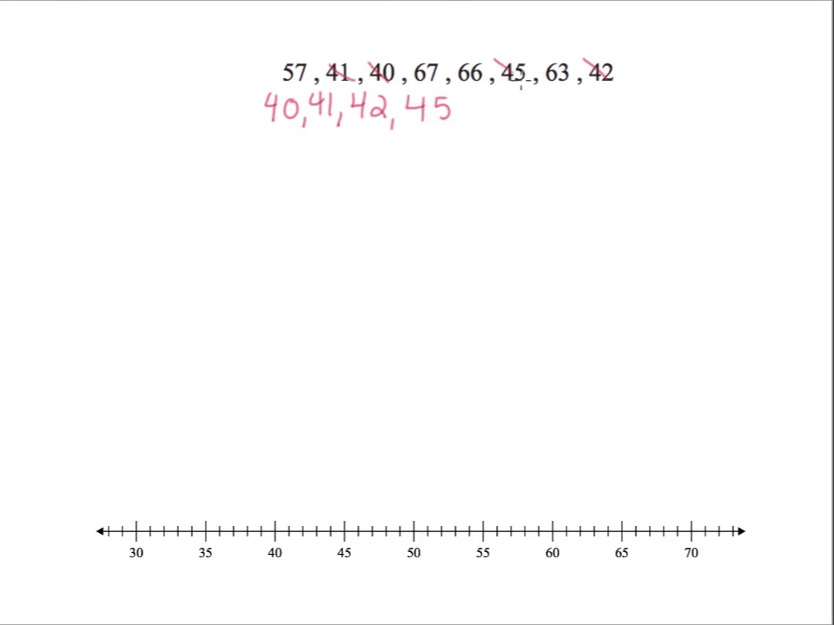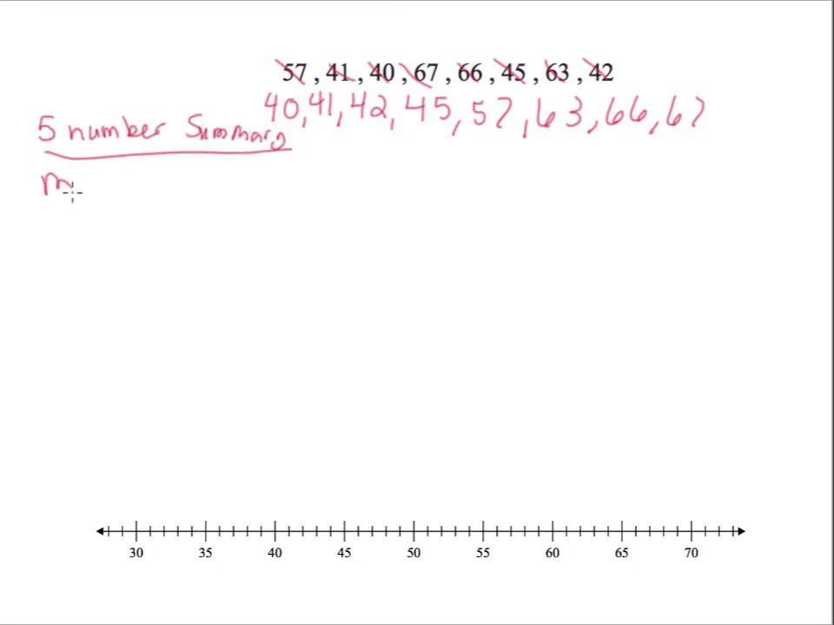So the first thing I need to do is rearrange my data into increasing order. You can do this any way you want to, as long as your numbers are increasing. And then I have 8 data values, so I have 2 numbers in the middle. So I need to find my 5-number summary. My minimum value is 40. Quartile 1 we'll come back to in a minute. Median we'll come back to. Quartile 3. And then the max value I can easily find is 67.